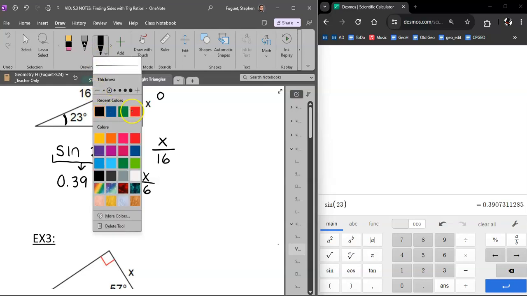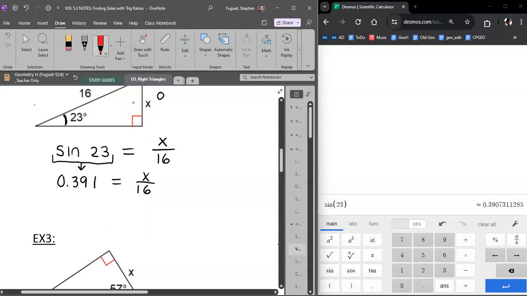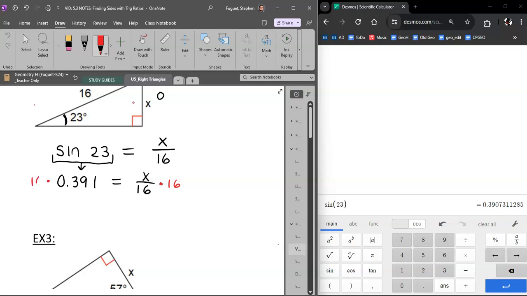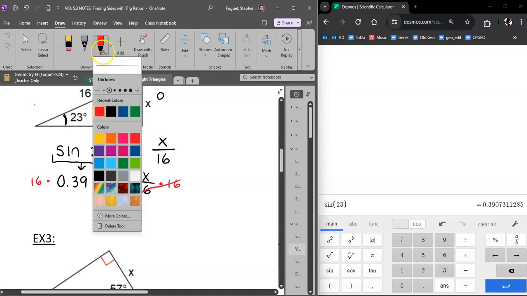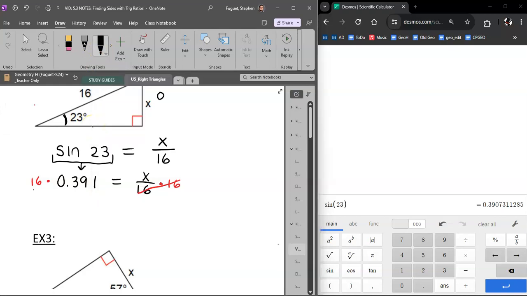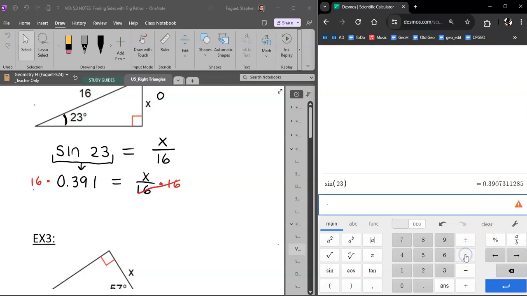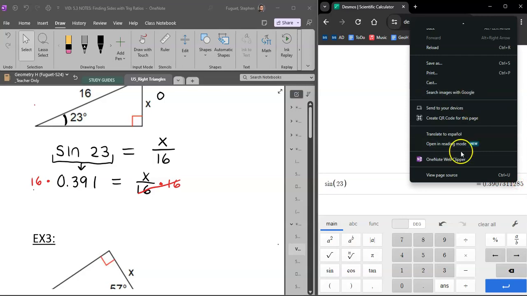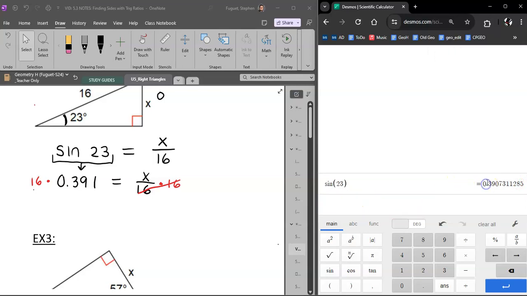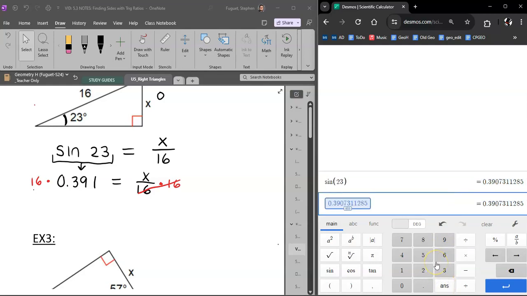In this first example, it's nice that the variable is in the numerator. And so to get the variable by itself, we are going to multiply both sides by 16. When I do that, those 16s cancel on the right-hand side. And then on the left-hand side, I'm going to take my 0.3907, and I'm going to multiply it. On here, the easiest way probably to do this, I believe, is to copy and paste it, if it'll let me. Oh, there's an answer button right here. I'm learning in real time as we're doing this video.